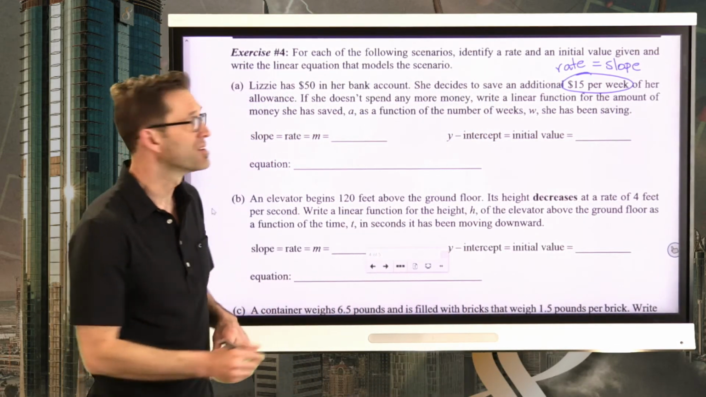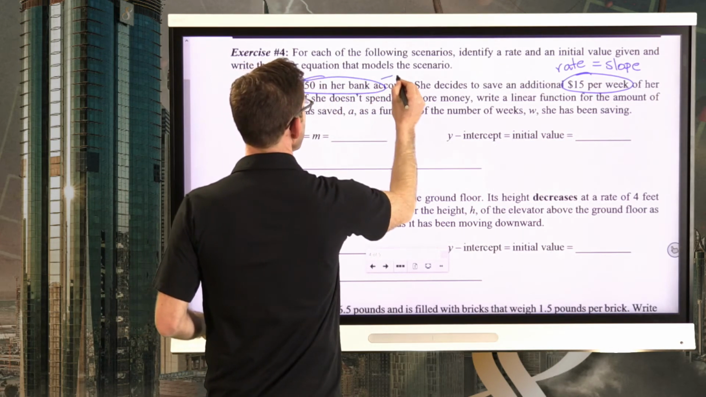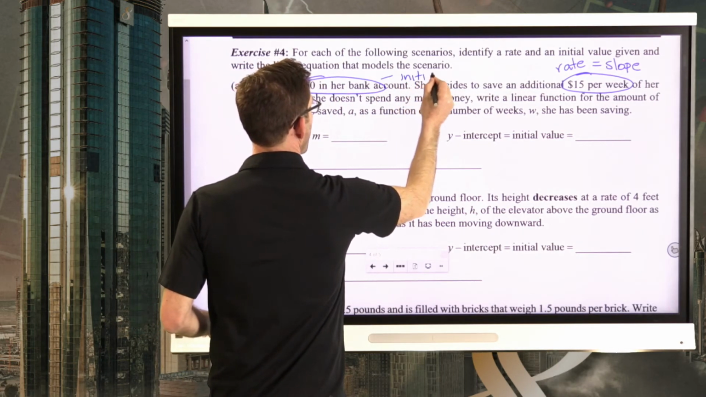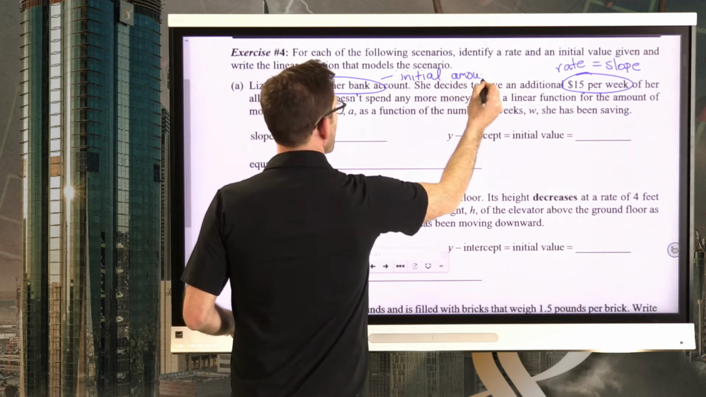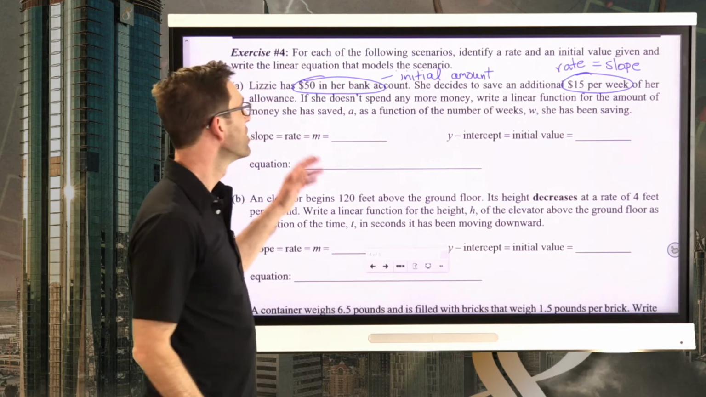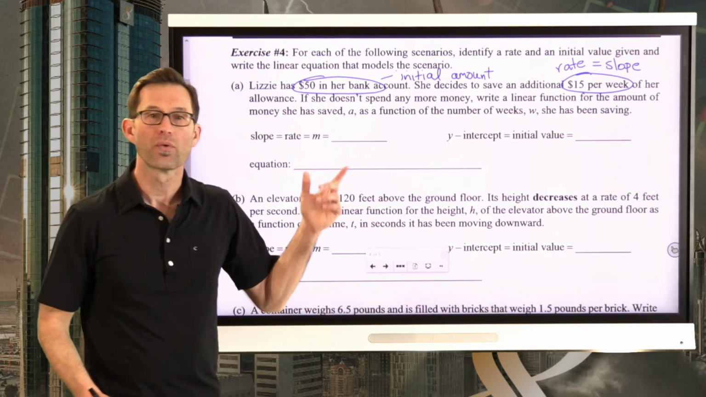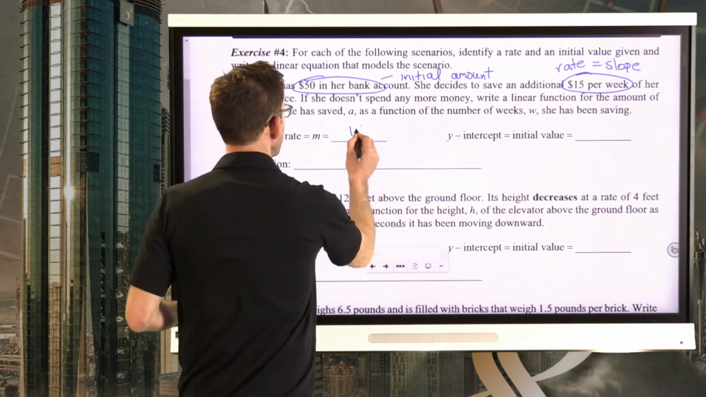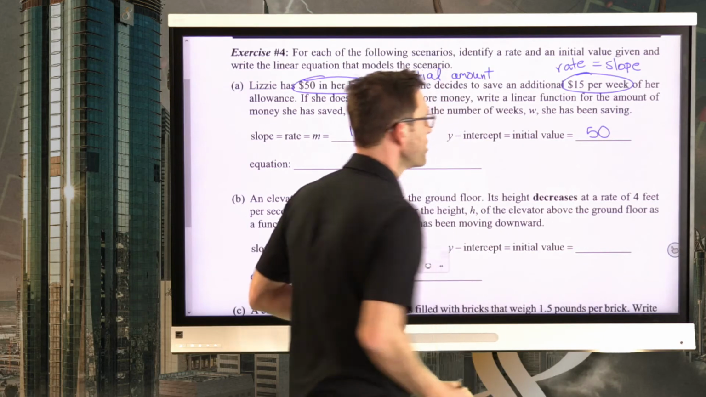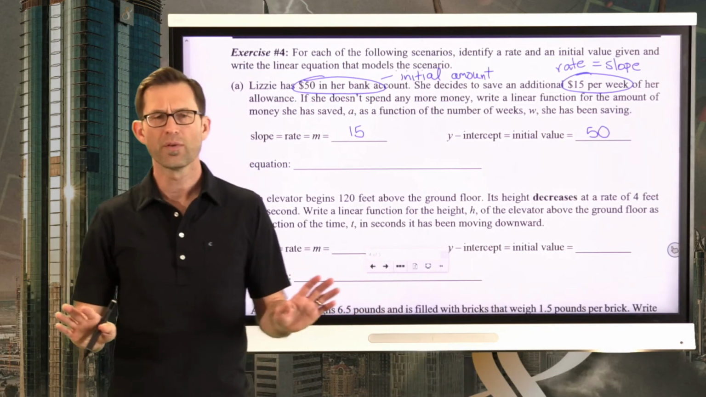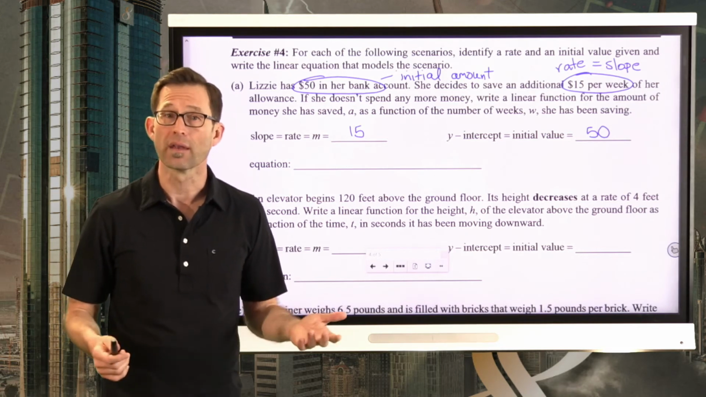Now, it's pretty obvious that they also gave us an initial amount. Lizzie started with $50 in her account. So the slope is going to be 15. The initial value is going to be 50, the y-intercept. Now, before we move on, let's talk about why the slope is positive and not negative, right?